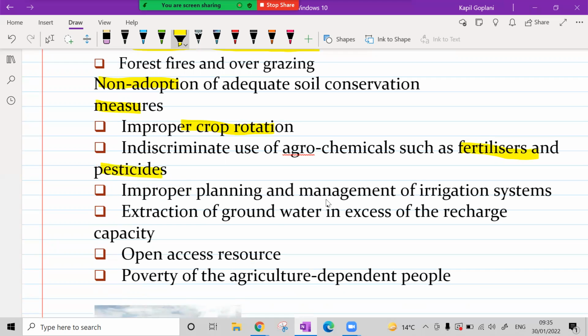Next is improper planning and management of irrigation system. You are not managing your irrigation systems in a very good manner. And if you are not managing your irrigation system in a good manner, ultimately what will happen? This will lead to land degradation. And extraction of groundwater in excess of recharge capacity.